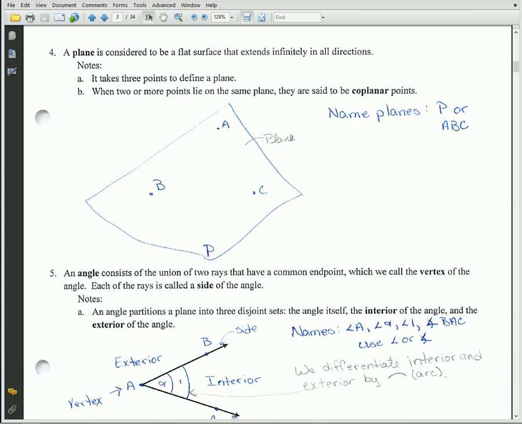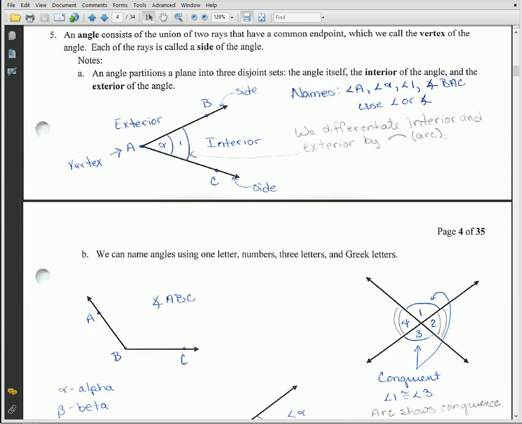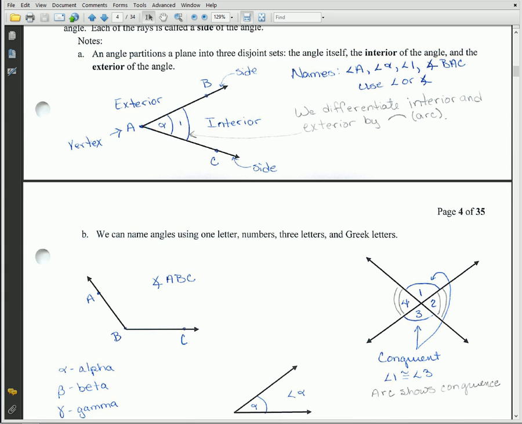An angle consists of the union of two rays, so two rays that have a common endpoint, which is called the vertex. Each ray is the side of the angle. So let's scroll down just a little so we can see. And you have an exterior portion of the angle and an interior portion. You will denote which one you're looking at by the arc. So the angle measure that I'm looking for is what I'm denoting by the arc.